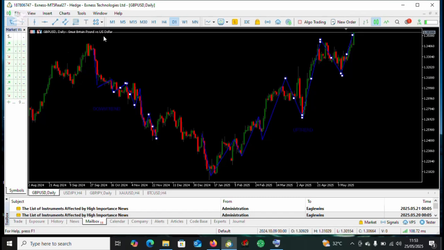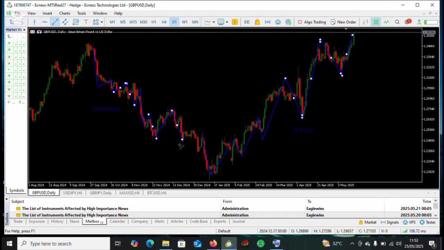Whenever you see moves like this on the downward side, you can say the sellers are actually dominating the market, so you look for entries towards the sell. You should always follow the direction and the flow of the market. That is how you make more profit. You shouldn't go against the flow of the market, because that is like shooting your own legs, and you keep losing money.